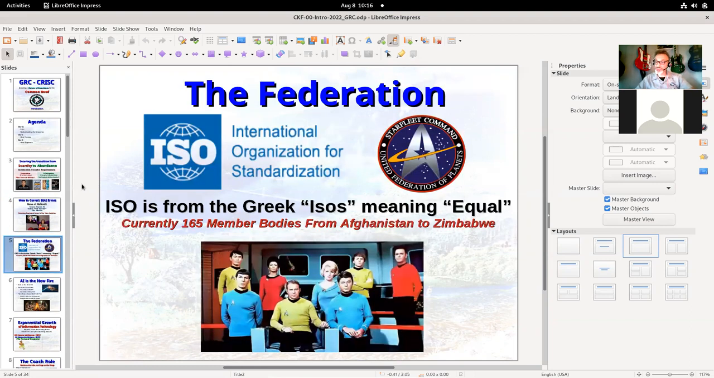There's a number of questions that you want to know about the Federation. I call them the Federation. I'm an old Star Trek fan. Today, I'm not wearing a Federation shirt. I didn't have anything clean. So I'm wearing one of my own company shirts.